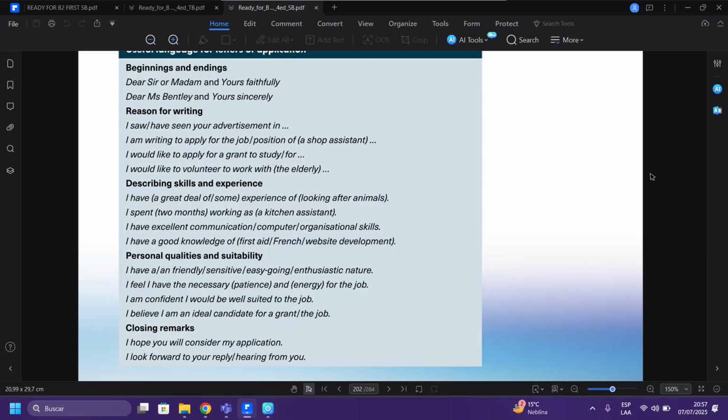The letter, does it have to have real information? Sorry, what did you say? On the letter, does it have to have real information? No, of course not. For example, in your case, you don't have any work experience, so you just have to think of the information.